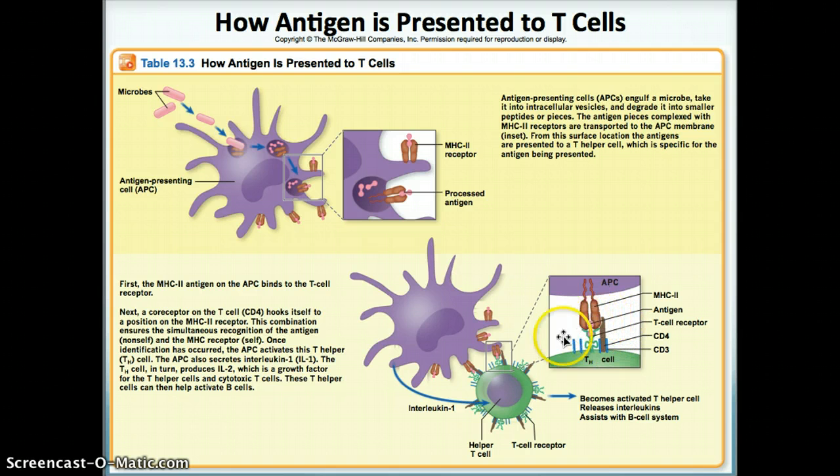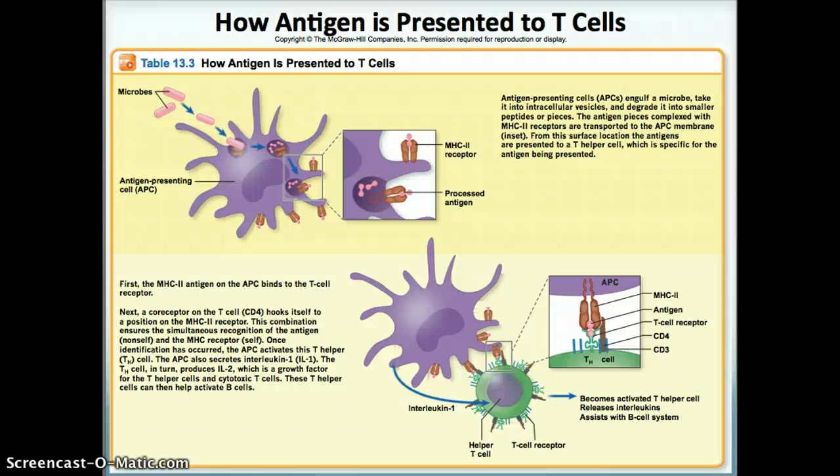And this is the key part of this. We want to know that it is being presented by one of our own cells, and also recognize what part of it is foreign. At this point, the APC, that antigen-presenting cell, will activate the T helper cell. It will also secrete interleukin 1, and the T helper cell in turn produces interleukin 2. This is a growth factor which will help grow more T helper cells and cytotoxic T cells.